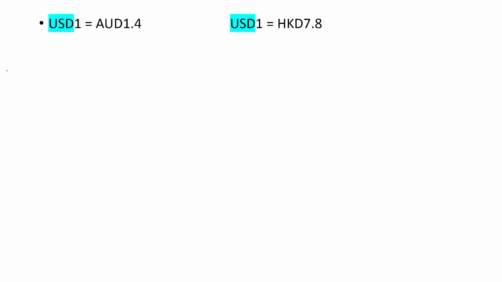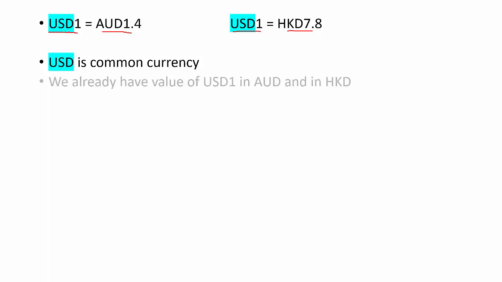Again, we have two exchange rates, and over here $1 equals 1.4 Australia dollar, and the second one is $1 equals 7.8 Hong Kong dollar. Okay. So first of all, US dollar is the common currency, right? Because it appears in both exchange rates. Second, we already have the value of one US dollar right here, $1, and here also $1 in each of the two currencies, so we don't need to do anything in this step.